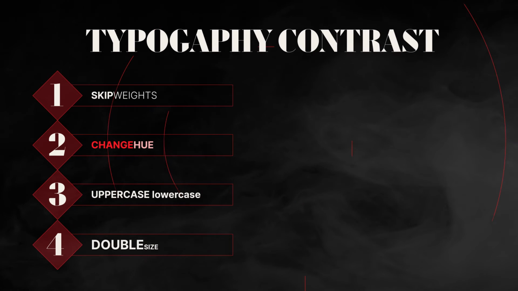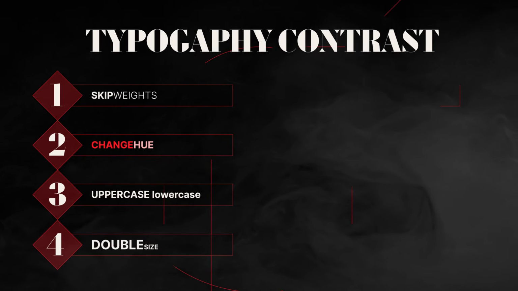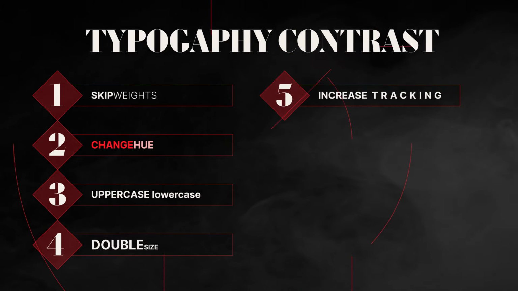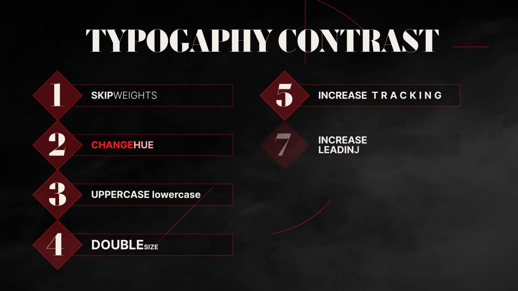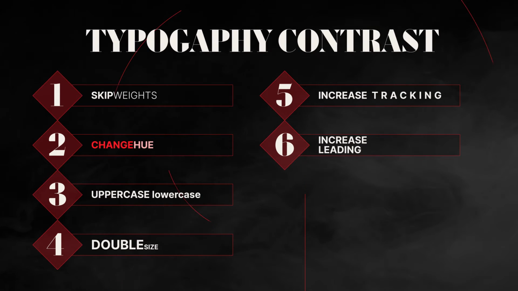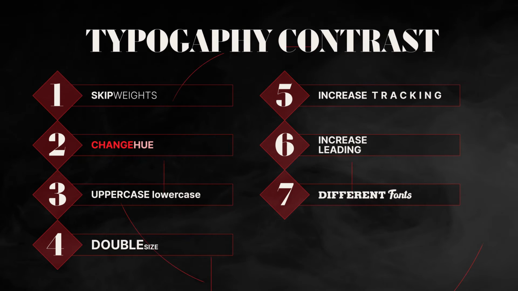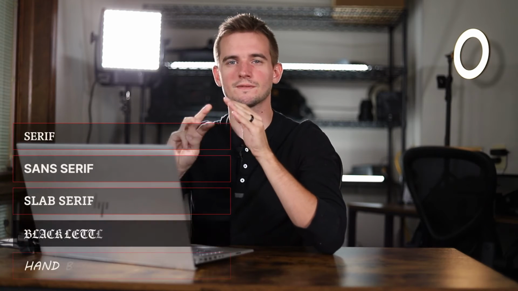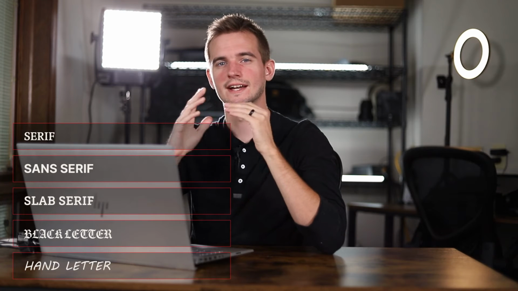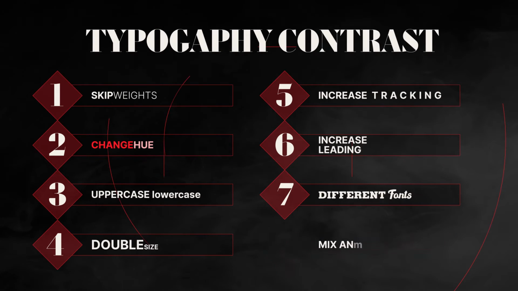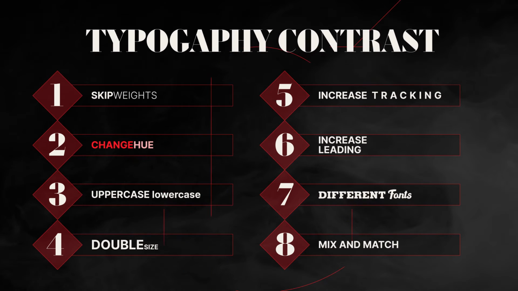We can double the point size from one text element to the next. We can increase the tracking, or the space between the letters. We can increase the leading, or the space between the lines of text. And we can pair different font types with each other. Common font types include serif, sans serif, slab serif, black letter, and hand letter. And lastly, we can mix and match several of these strategies to improve our contrast.